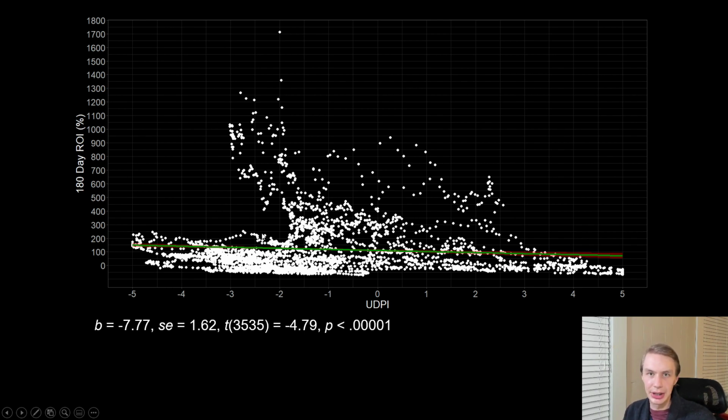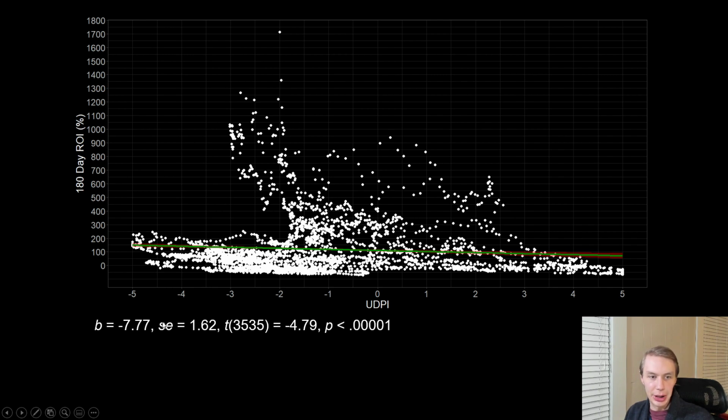So if you had only a 6-month time horizon, then really what you'd be looking for is probably an upswinging UDPI that's breaking through -3 up into -2. Historically speaking, that's when those highest ROIs have been emerging. But overall, the lower the UDPI is, the higher the ROI.